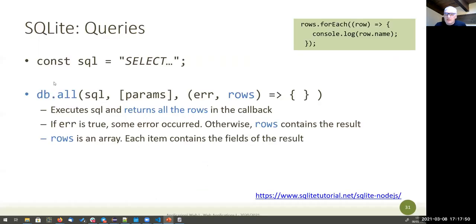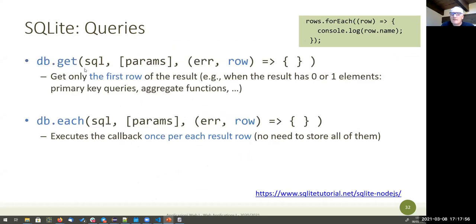So about the methods for doing queries, db.all is the simplest one. It returns all the data. You can also have db.get that will only give you the first row, if you know that the result has only one row, for example, you're making a count. Or each, that will return you one row at a time.